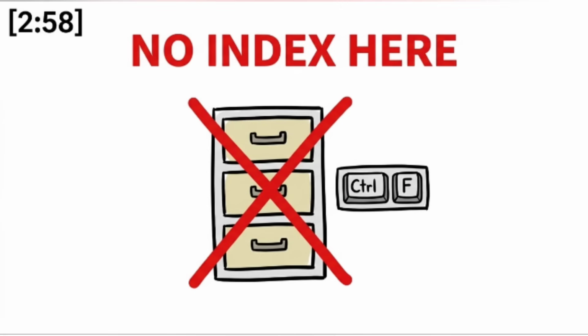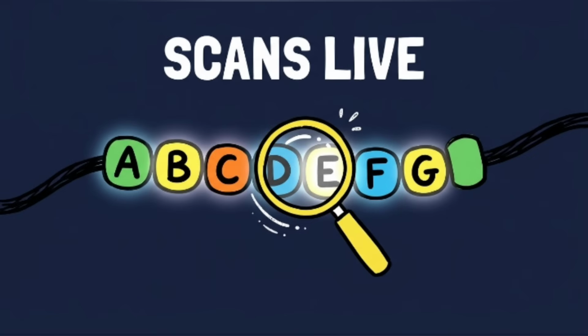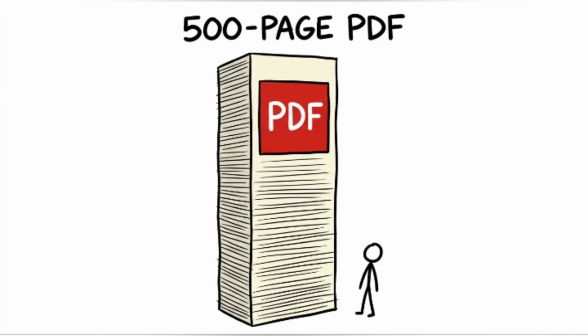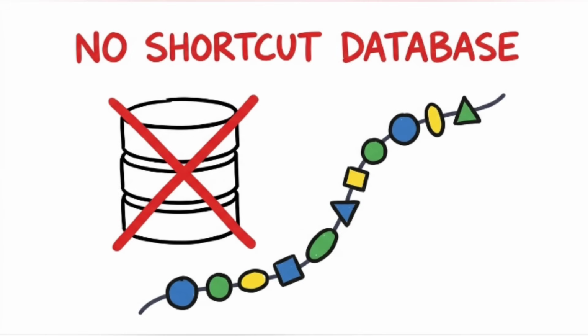Ctrl+F has no such index. Every time you hit enter, it scans the text in front of you live, character by character, using algorithms like Boyer-Moore and KMP. That's exactly why searching a 500-page PDF feels slower than searching a short email. There's no shortcut database, just the text and the algorithm racing through it in real time.